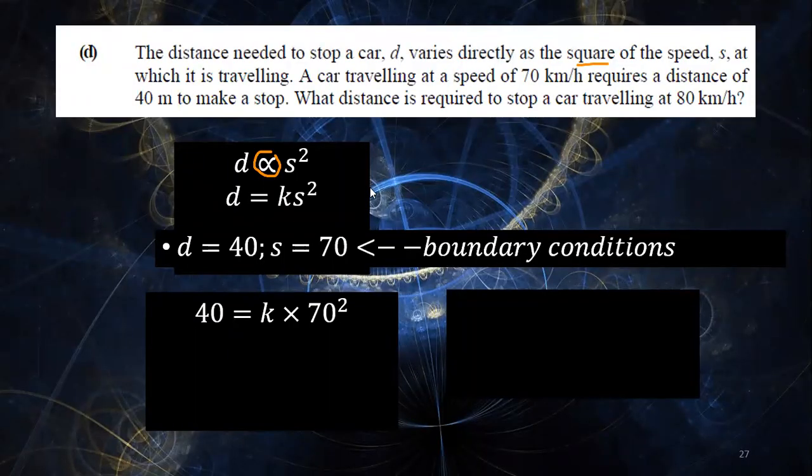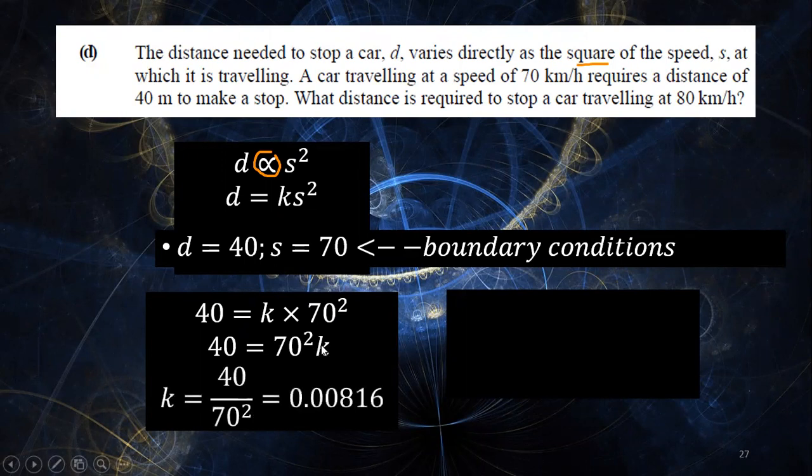Hey, everybody. So when you multiply k by 70 squared, you're going to get 40 equals 70 squared k. And then let's make k the subject. If you make k the subject, k is going to be equal to 40 over 70 squared, which is 0.00816. Any questions there?